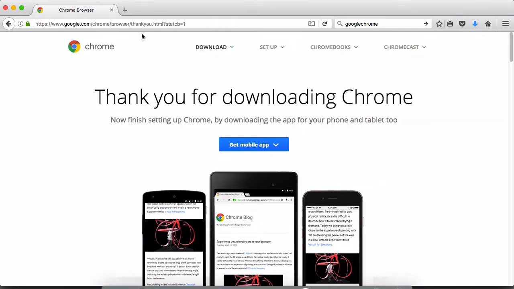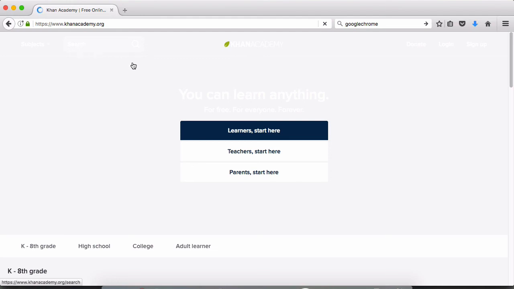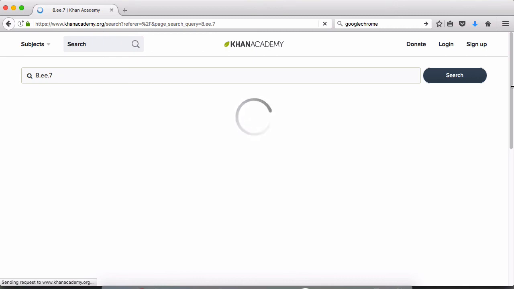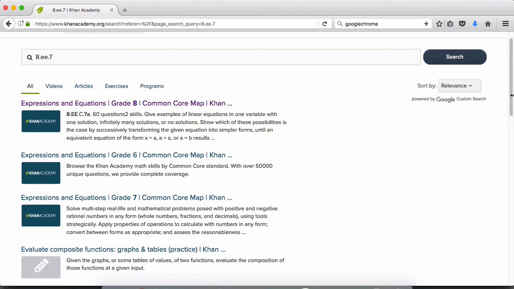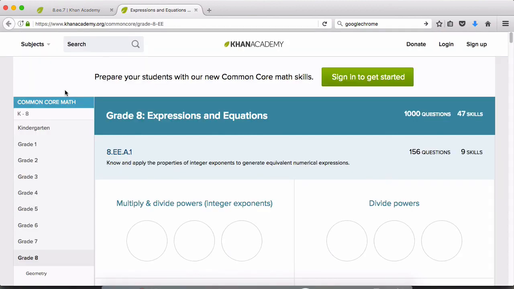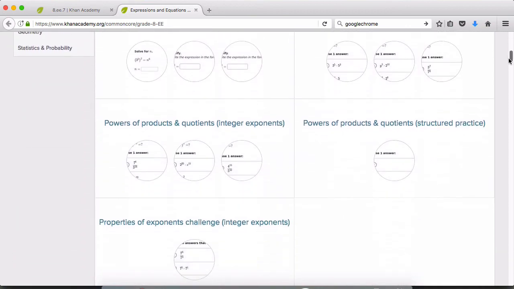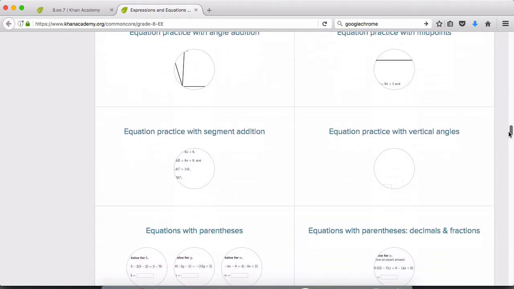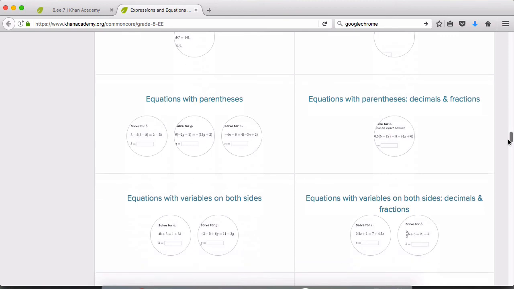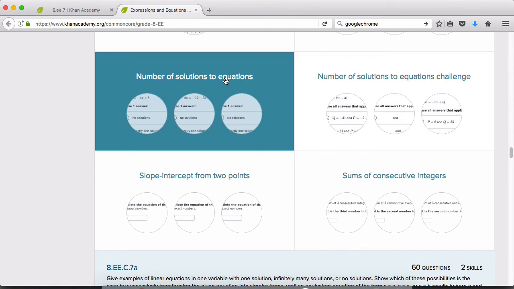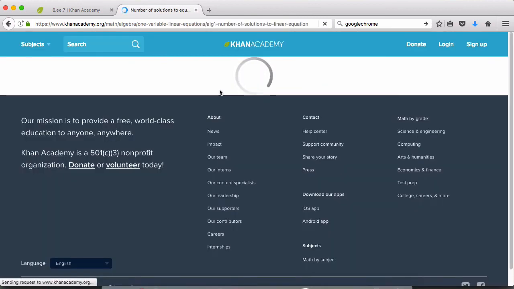So if we open Firefox and you type in under search 8.EE.7, you're going to find some resources on that same exact topic. So expressions and equations, 8th grade. And when we look here, it may take a second to find it, but not integers, 8.EE.7, keep going, 8.EE.7. So we've got number of solutions to equations. That's what we were just working on. 1, infinite, and no solution.